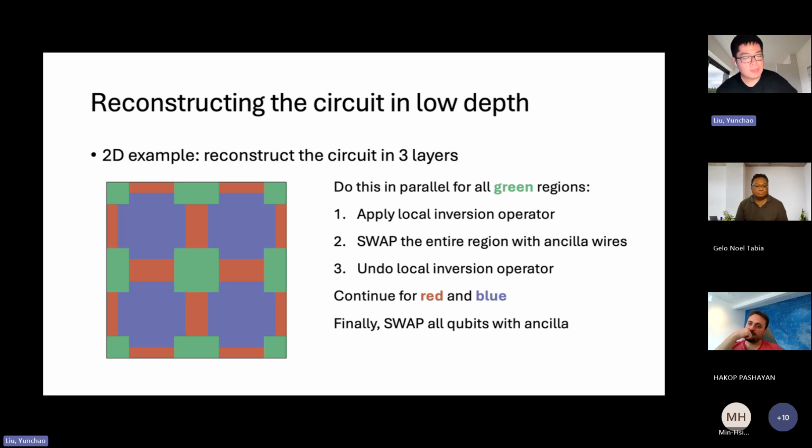Excuse me, I have a question. For your 3 colors, does it mean that the green regions don't entangle with the red and blue?